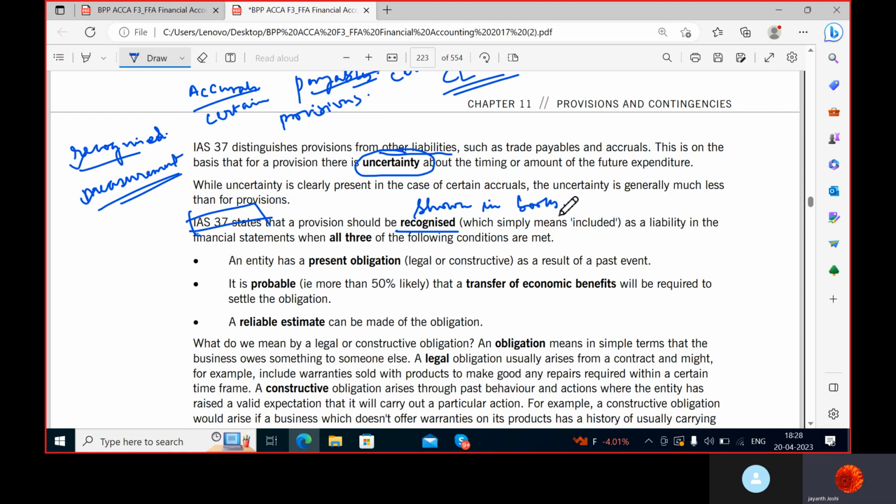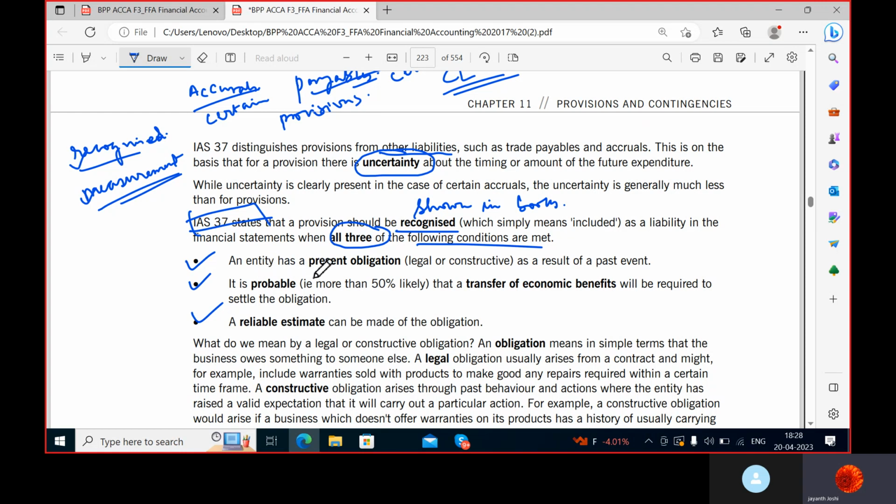A provision will only be recognized as a liability when all three of the following conditions are met. That means meeting two conditions will not be sufficient. Meeting one condition will not be sufficient. We have to meet all three conditions, then only can we show it as a liability. So we'll go through the conditions. What are the conditions?